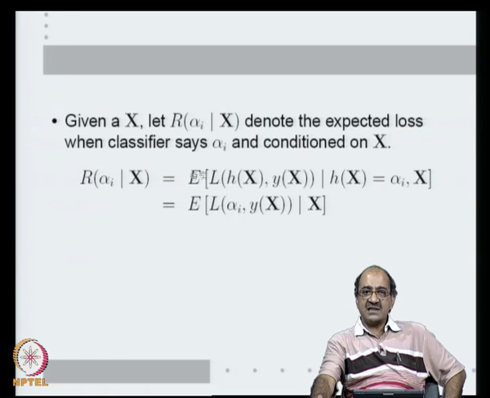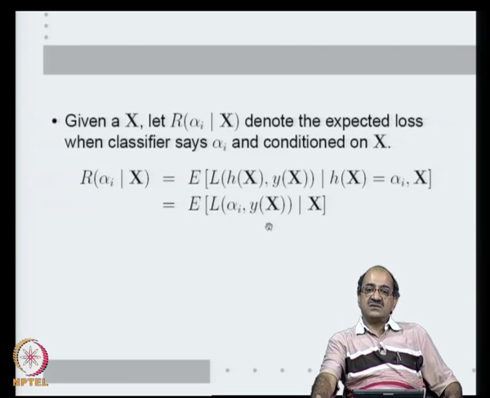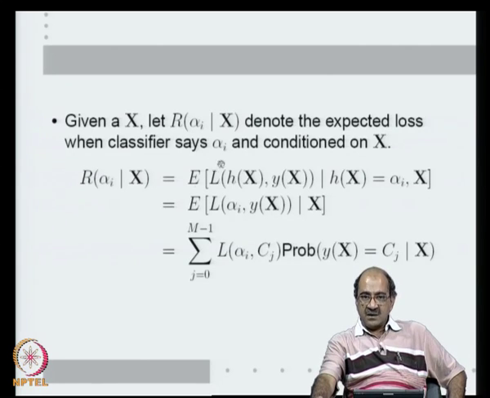So, this is the same as the conditional expectation of h(x), which can be replaced with alpha_i, expected value of L(alpha_i, y(x)), conditioned now only on x. Now, what is this expectation? It is the expectation of the random variable L(alpha_i, y(x)) with respect to the distribution conditioned on x. y(x) can take values c_0, c_1 up to c_(m-1) with different probabilities. So, I can write this conditional expectation as: L(alpha_i, y(x)) will take value L(alpha_i, c_j) with probability y(x) equal to c_j given x. When I sum it over j equal to 0 to m minus 1, that gives me the conditional expectation.